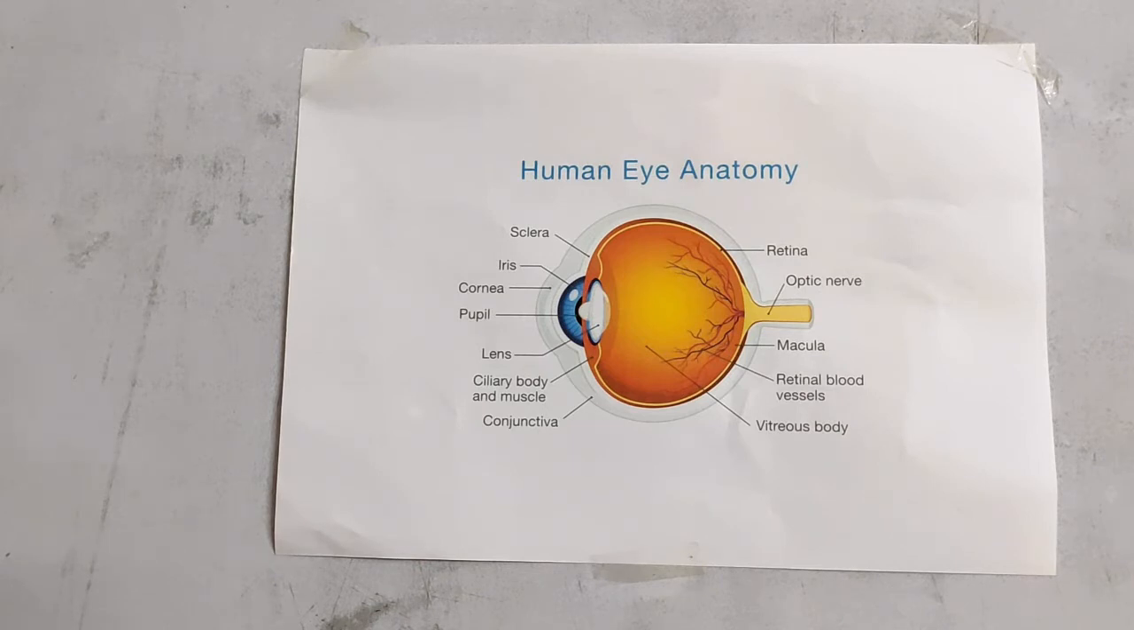Now cones, as I have told, are cone-shaped cells present in the retina of an eye which are sensitive to bright light, that is normal light. So the cone cells of our retina also respond to colors, right?